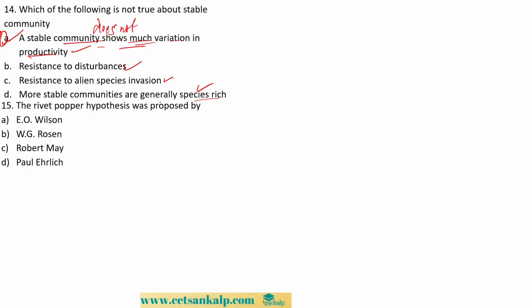The rivet popper hypothesis was proposed by E.O. Wilson, W.G. Rosen, Robert May, or Paul Ehrlich. The answer over here is Paul Ehrlich. Here we have a hypothesis called the rivet popper hypothesis. This hypothesis mainly explains the importance of ecosystem. It mainly tells the importance of ecosystem.